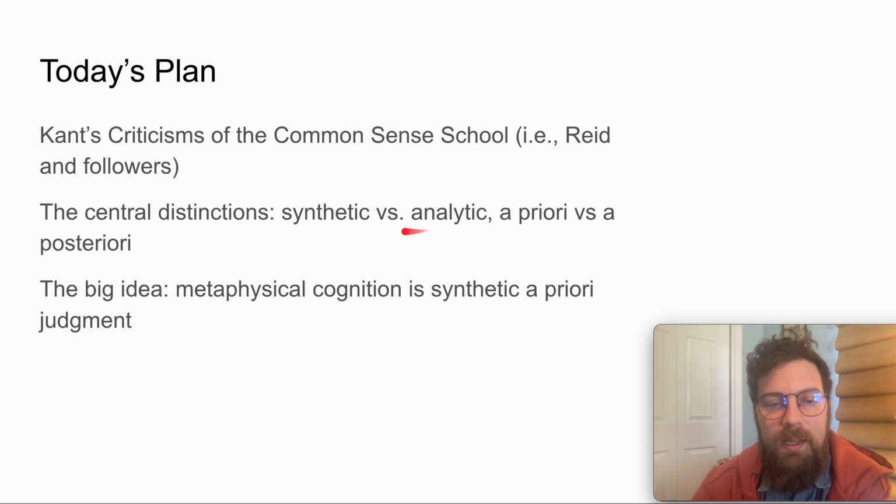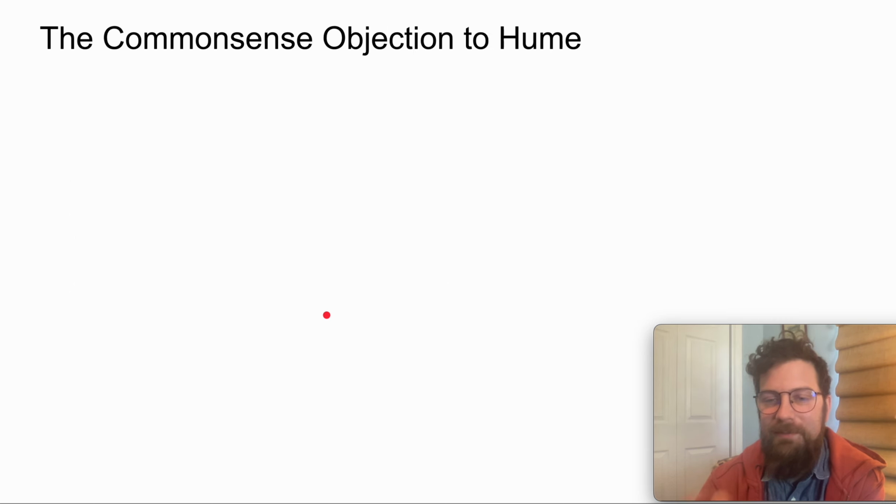And the next thing that we'll do is look at the two really important distinctions that Kant makes in the Prolegomena to Any Future Metaphysics. These two distinctions are the analytic versus synthetic distinction and the a priori versus a posteriori distinction. It's very easy to run these two distinctions together, but Kant is very careful to keep them separate. And once we understand how and why they're separate, we'll get to Kant's big idea: that metaphysical cognition is synthetic a priori judgment. Without any further ado, let's get to work.